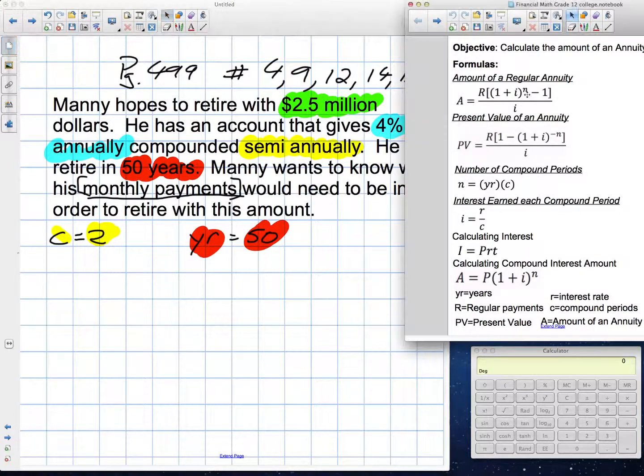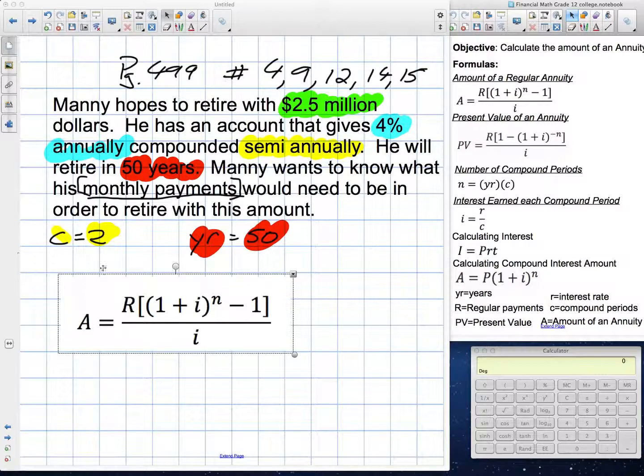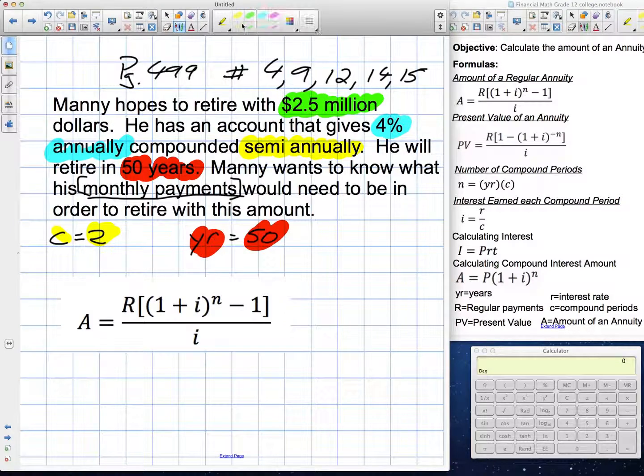So we take our future value of an annuity. Our A is going to be the amount. So what was the amount in this question? 2.5 million was our amount. Our years are 50, so we need to calculate our I and our N. So I is the interest rate, which is 0.04, divided by, what was the compound period? 2. Okay, so remember, we're focusing on 2. We'll convert it to months at the end of this.